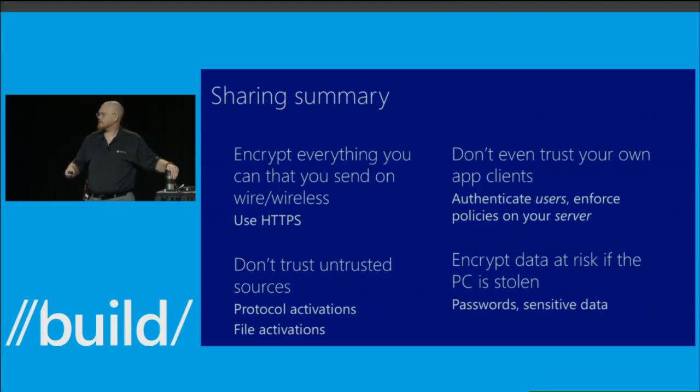Don't trust untrusted sources, which are file activations, protocol activations, and sharing contracts. They're all invitations for any app on the box to send anything they want to your app in the guise of these invitations that you set out. So you should validate before you commit transactions, and get the user in the loop to make sure the user intended to do this, and it's not just some app. And parse carefully. Using system libraries is the best way. If you have to parse your own complex content, use .NET because it's safer.